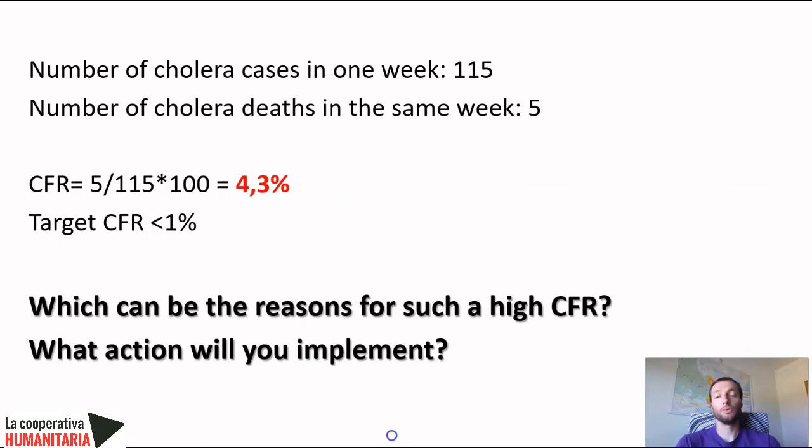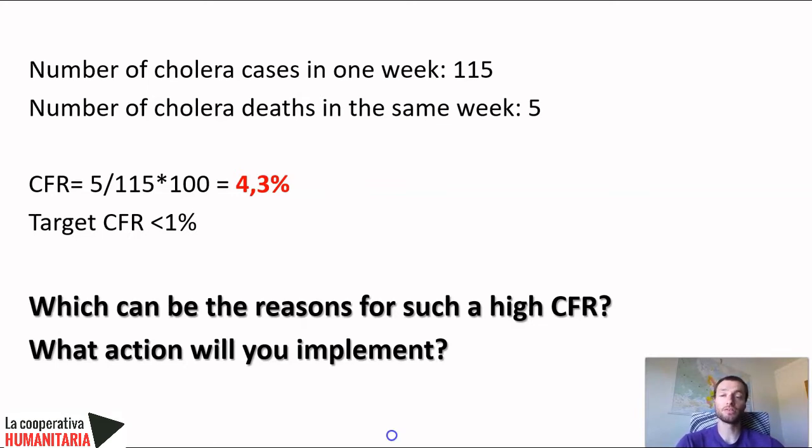So what reasons do you think could bring this high case fatality rate? Can you think of several reasons that could produce it, and the actions you would take? We calculate indicators in order to take actions. So now that we detected a high case fatality rate, why do you think it's so high and which actions would you implement? Can you answer this, please?